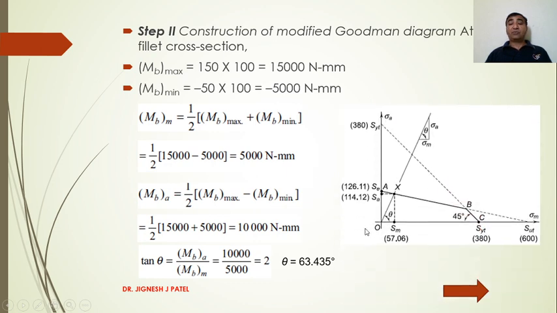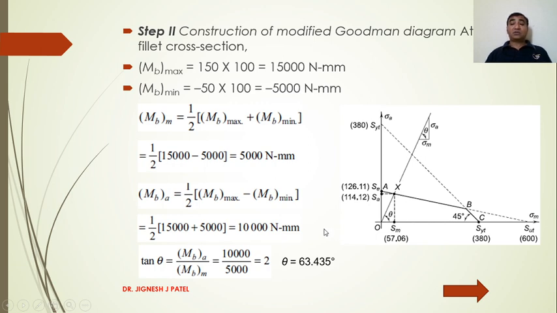Now using all this data, construct the modified Goodman diagram. You can see in this Goodman diagram, on the x-axis sigma m and on the y-axis sigma a. It will start from here, that is the end point stress 380, and also here SYT is 380, SUT is 600. Here the endurance limit is 126.11. The intersection point of this Goodman line and yield line is B. So OABC is our modified Goodman diagram. Now here you can see the angle theta, the value of the angle theta is 63.435 degree. So here tan theta is equal to sigma A upon sigma M.